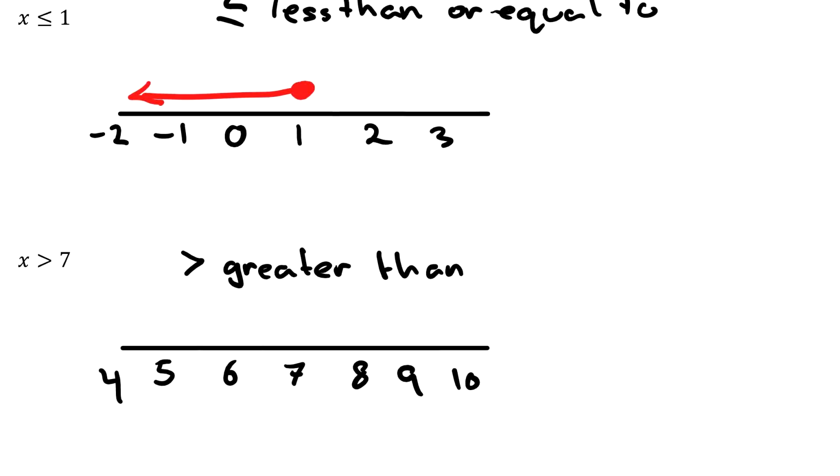Because it doesn't have a line, we've got a hollow dot. And because the arrow is pointing to the right, I can draw my arrow going that way. Let's check if it makes sense. Is 8 greater than 7? Yes. Is 9 greater than 7? Yes. Is 10 greater than 7? Yes. So that reinforces that we're correct there.